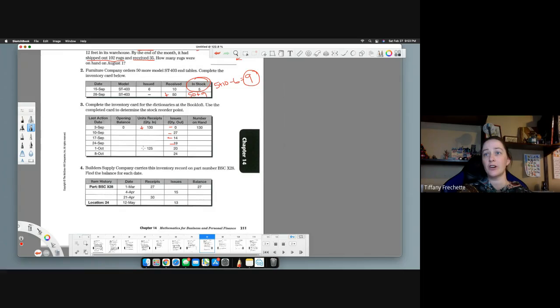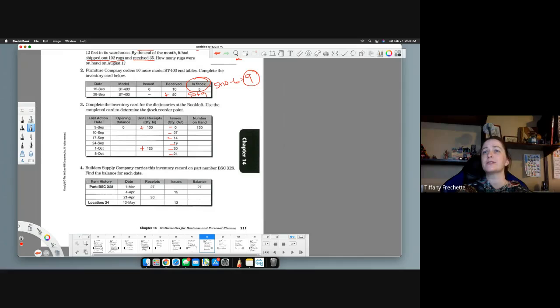Now on the 1st, we received 125 of them, and we sold 20 more. So we want to add 125 to this total and subtract 20. And then we also sold another 24 on the 8th. So we're just filling this in. It's a very basic chart, not too complicated. We're just adding or subtracting based on which column it's in, and keeping it updated at the end of that day. Whenever something happens, we update it, so we always know how many are on hand.